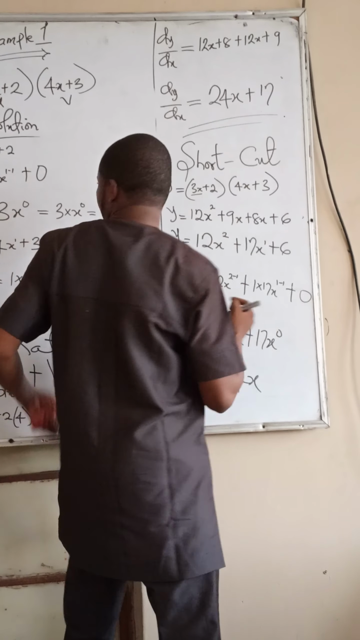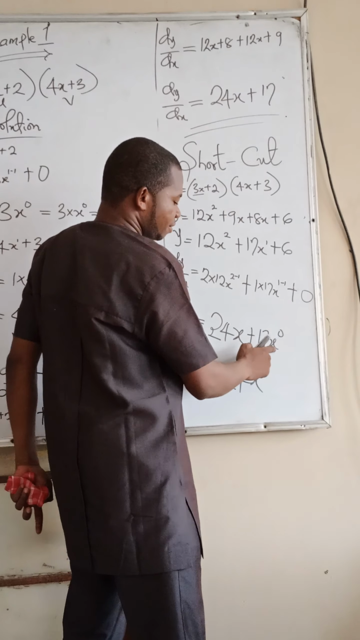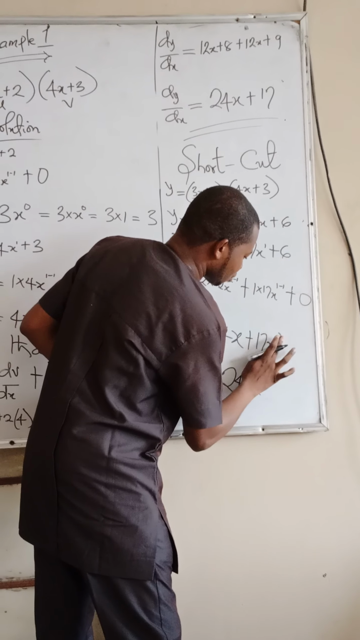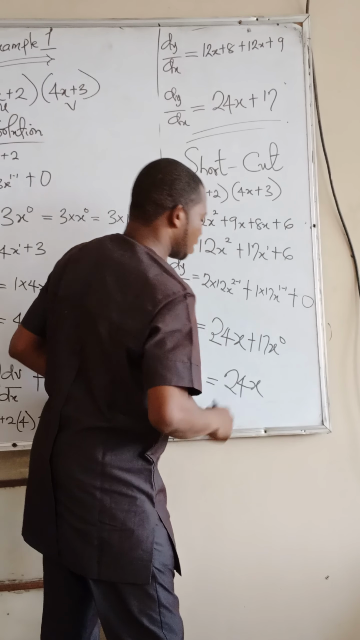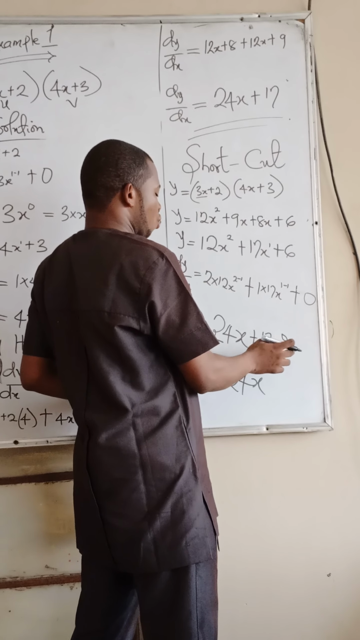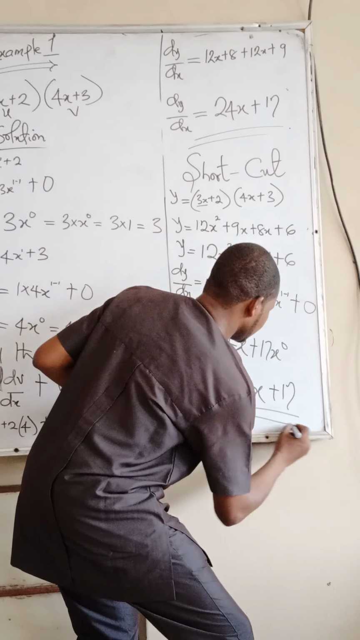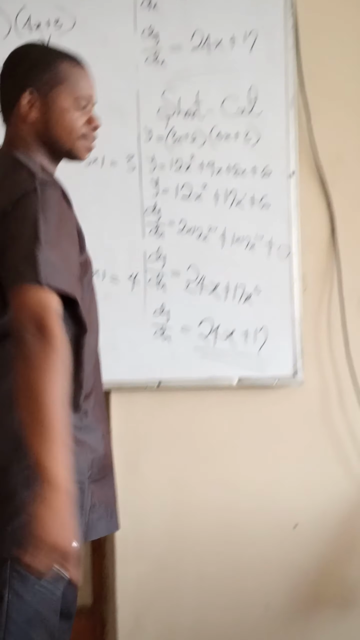I've told us countless times that anything raised to power 0 is 1. So x raised to power 0 is the same thing as 1. So 1 times 17 is 17. That is the same answer as this.